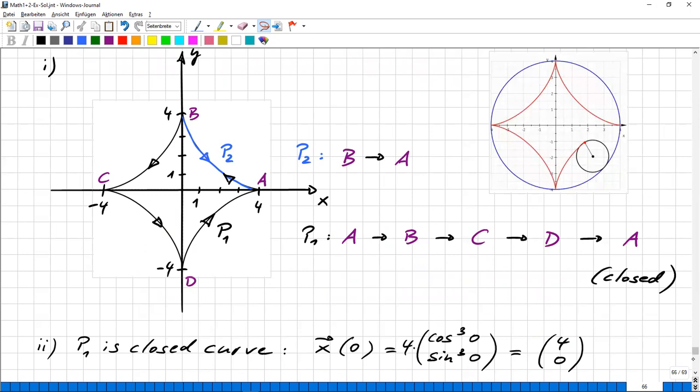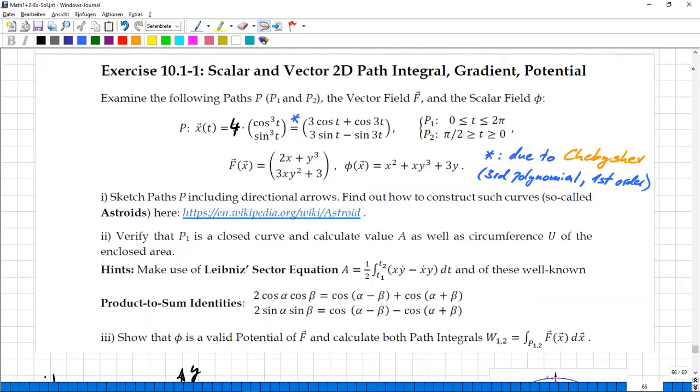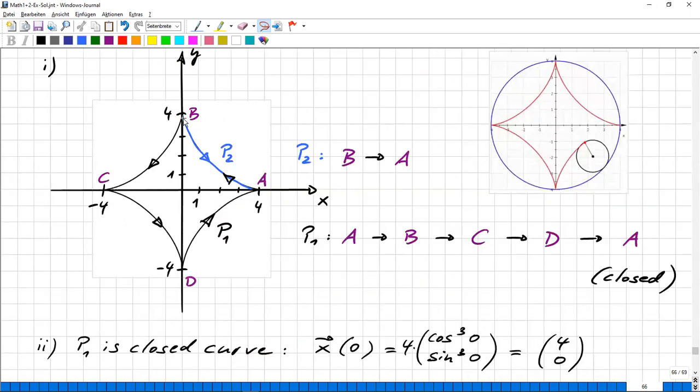If t equals pi over 2, inserting here, you can see cosine of pi half equals 0, while the sine of pi half equals 1. So we have 0 cubed, 1 cubed, times 4. So the point will be 0, 4. That's point B. So this curve P2 will start in point B and it will end in point A. It goes, in this case, clockwise along the curve. It goes from B to A.